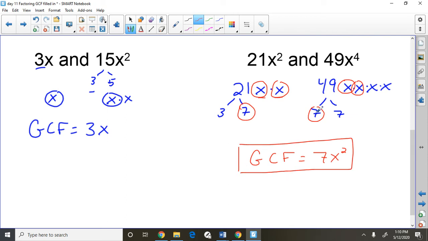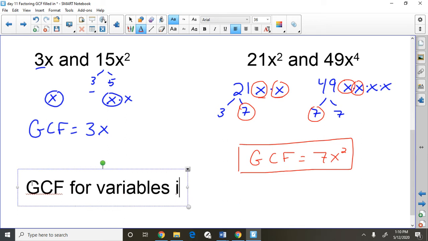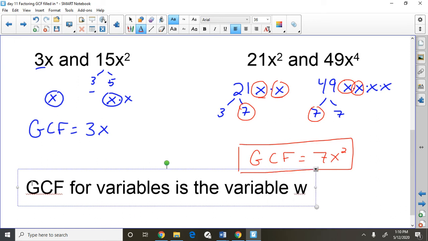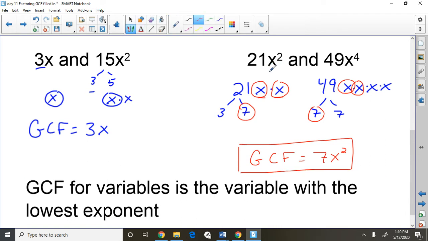Now, there is a shortcut for doing this with variables. The GCF for variables is the variable with the lowest exponent. So in this example with the 21x squared and the 49x to the fourth, I had an x squared and an x to the fourth. The squared is the lower exponent, so the x squared is what goes in the GCF.